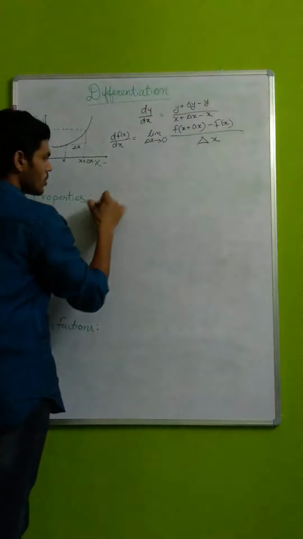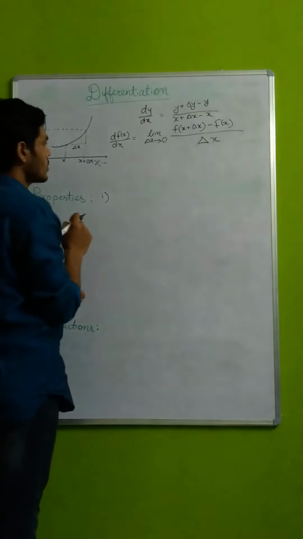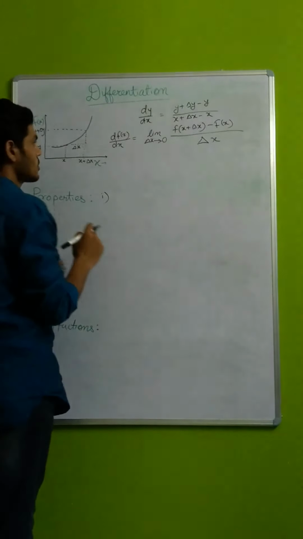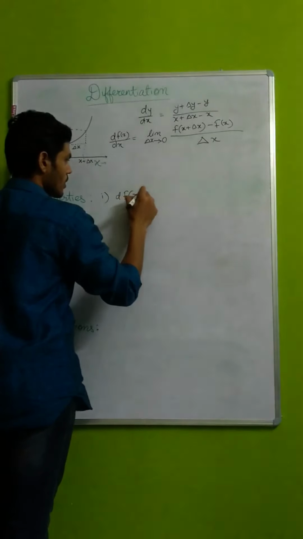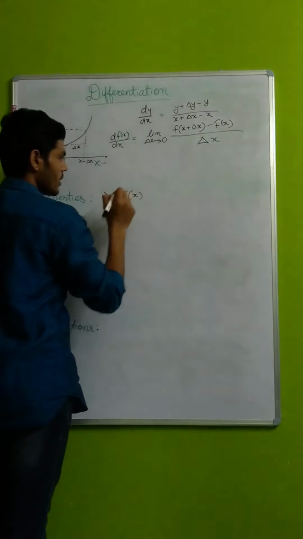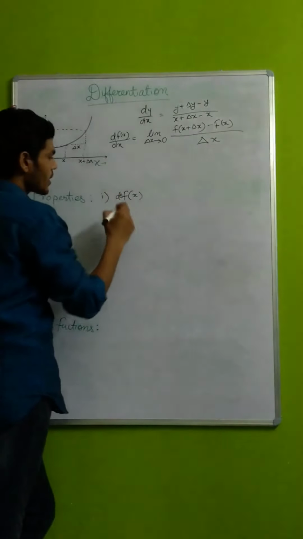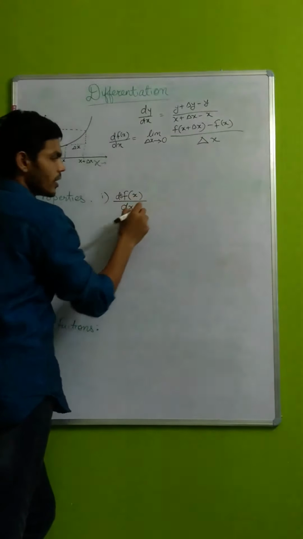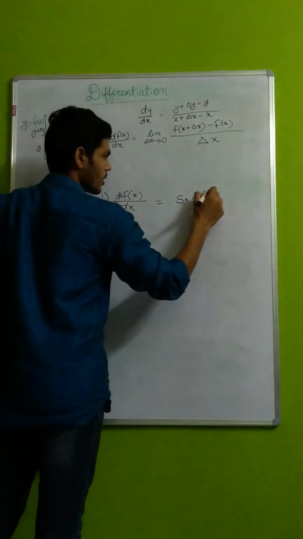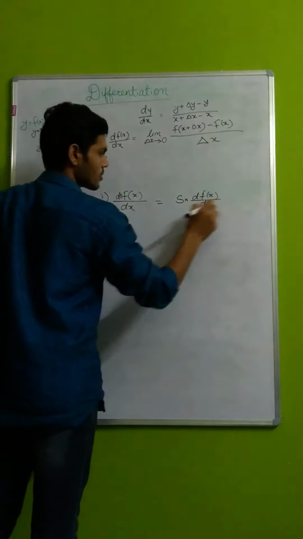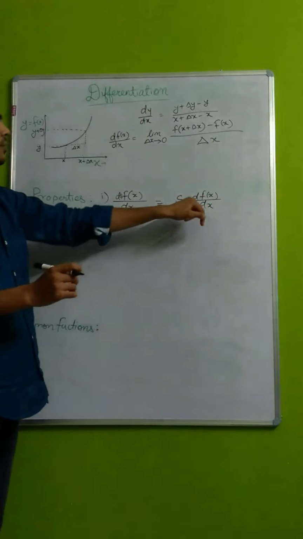First one is, if this f of x is multiplied by some constant s and we have to differentiate it with respect to x. So differentiation of f of x, that is multiplied by s. हमने इस f of x को s से मल्टीप्लाई किया है some constant with respect to x. So it is equal to s into differentiation of f of x with respect to x. So बस कांस्टेंट बाहर आ जाएगा वो और डिफरेंशिएशन से मल्टीप्लाई हो जाएगा.